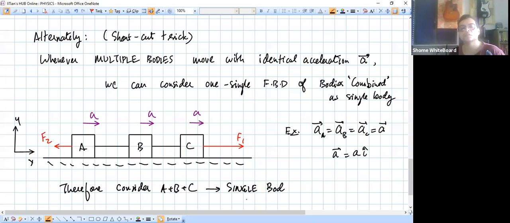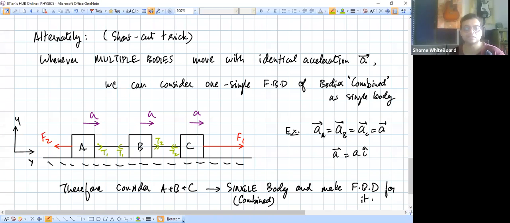Okay, single combined body. Okay, and make the free body diagram for it. So that is the shortcut I'll apply. And when I make the free body diagram for that entire combined mass, then any forces that are acting inside that system, that is T1 is acting within the system, T2 is acting within the system. So this will become internal force. So they will cancel off in action reaction pairs.